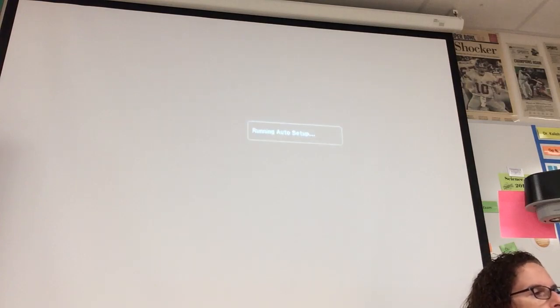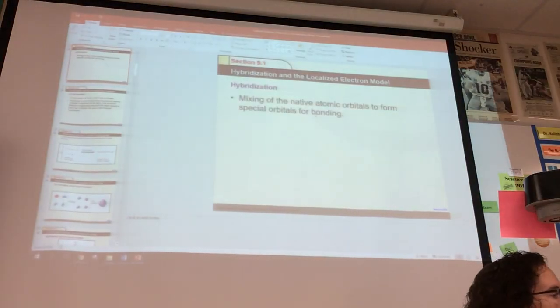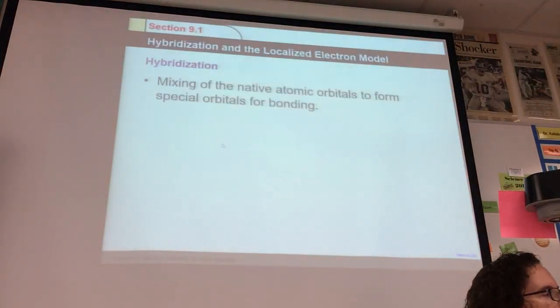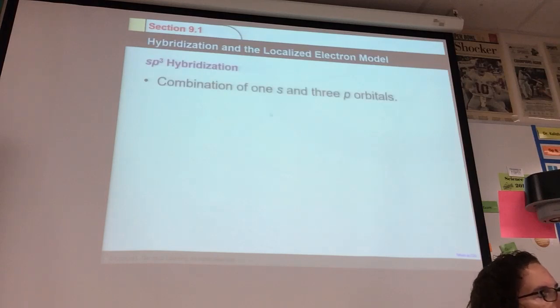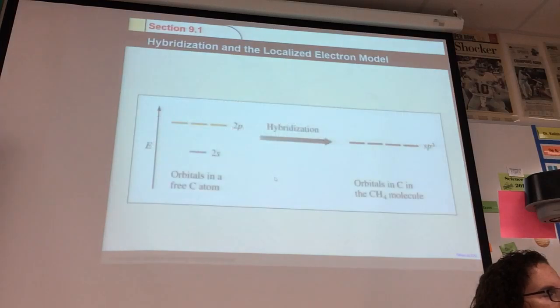Hybridization is when you mix atomic orbitals to form special orbitals, and these are for bonding purposes only. So for bonding purposes only, not for lone pairs. With sp3, you're going to combine 1 s and 3 p's. If you ever need tetrahedral atomic orbitals, you're going to find that it will adopt a set of sp3 orbitals, and we say that the atom becomes sp3 hybridized. And that is what's shown here.